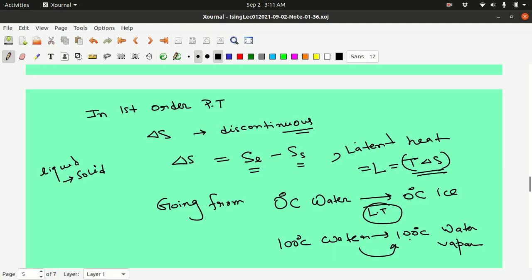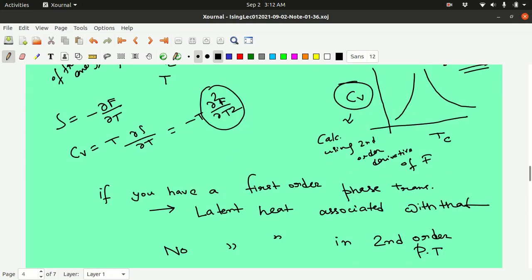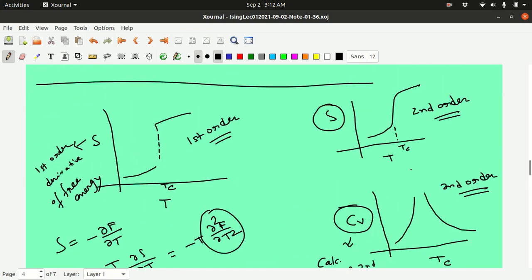And this is the thing, that you can have water at 0 degrees Celsius, and the heat that needs to be extracted to make it 0 degree Celsius ice is basically the latent heat of the transformation, which is given by the T times delta S quantity. So that is the thing. But there is no such latent heat related to the second order phase transition, because in a second order phase transition delta S is continuous, and there is no point in defining the latent heat.